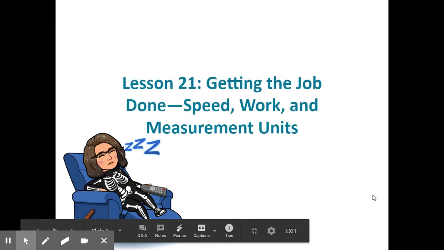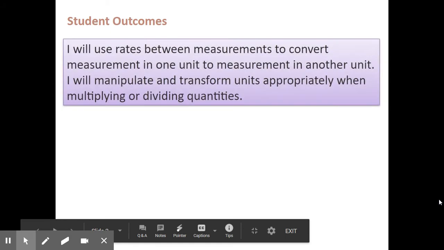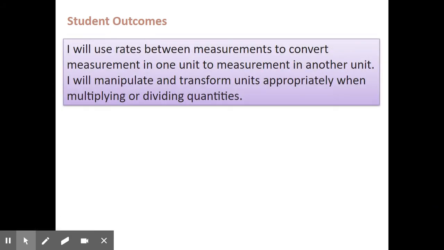Lesson 21 is getting the job done. Speed, work, and measurement units. Student outcomes. I will use rates between measurements to convert measurement in one unit to measurement in another unit of measure. I will manipulate and transform units appropriately when multiplying or dividing quantities.